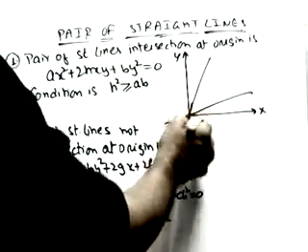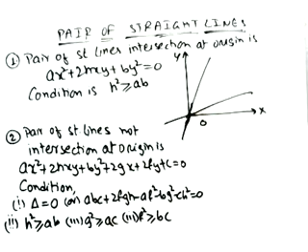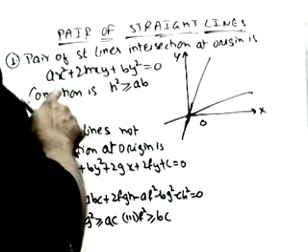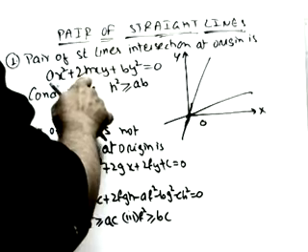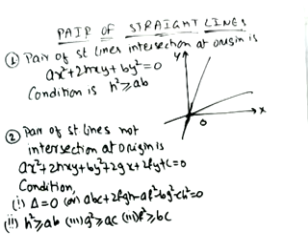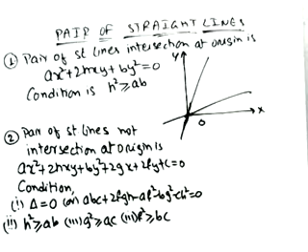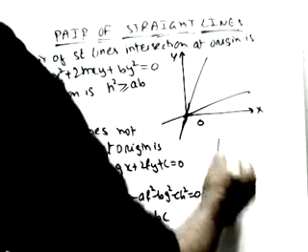So one pair of straight lines is the one that passes through the origin, and the condition for this ax square plus 2hxy plus by square to be a pair of straight lines is h square greater than or equal to ab.